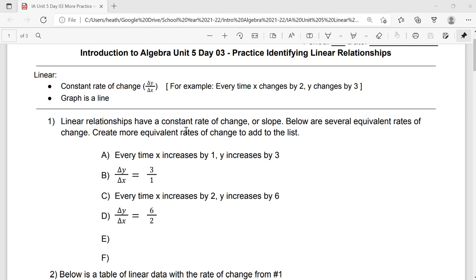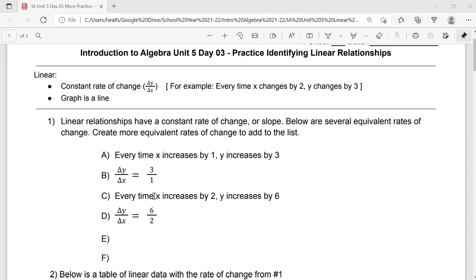So, on your worksheet, follow along and fill it in as you watch this video. We have different rates of change that can be equivalent. One way of saying a rate of change is every time x increases by 1, y increases by 3. Or you could write that as delta y over delta x is 3 over 1. Change in y is 3, change in x is 1.